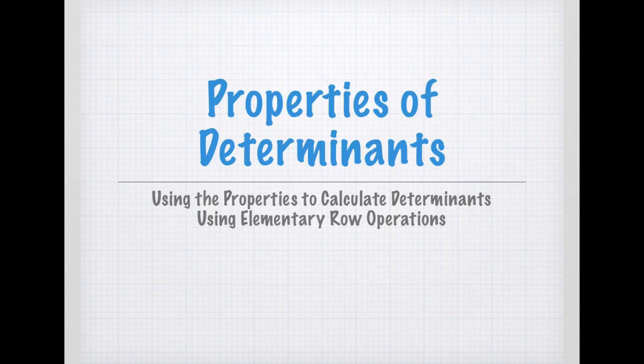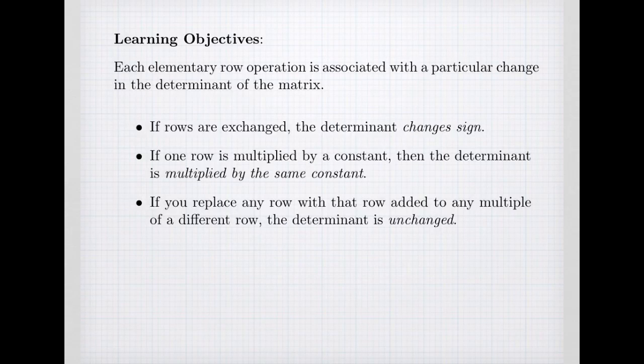This video introduces the properties of determinants, which will be used to help us calculate determinants using elementary row operations. When we learned about elementary row operations, we used them to put a matrix from its current form into a row echelon form or a reduced row echelon form. And there were three basic operations. We sometimes exchanged rows. Sometimes we took a row and multiplied it by some constant, or we would replace a row with that same row added by a multiple of some other row.